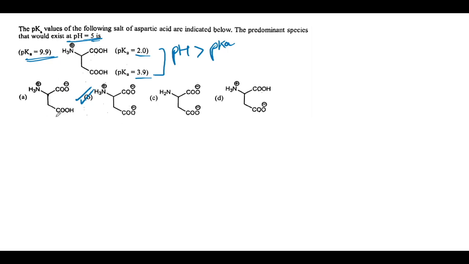Yes, what is wrong with this option A? It is wrong because you have one acid still protonated. What is wrong with option number C? Here you see the ammonium ion is deprotonated. Cannot happen, guys. The 9.9 value is not crossed. Similarly, here this is still protonated. Absolutely does not make sense. So when the pH is greater than the pKa, it will be deprotonated.